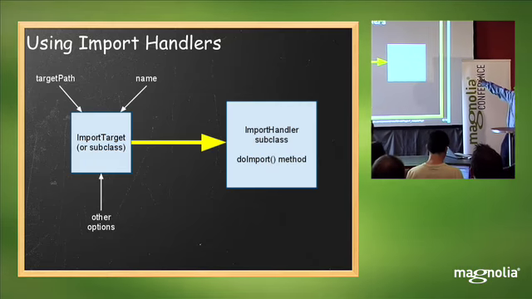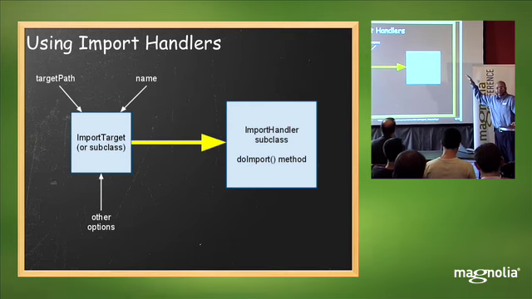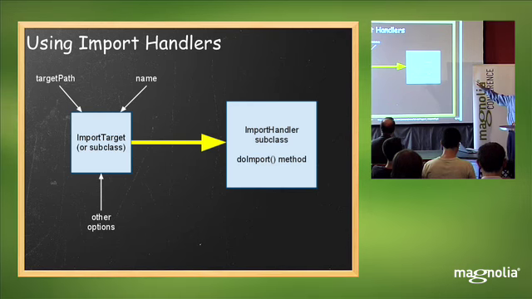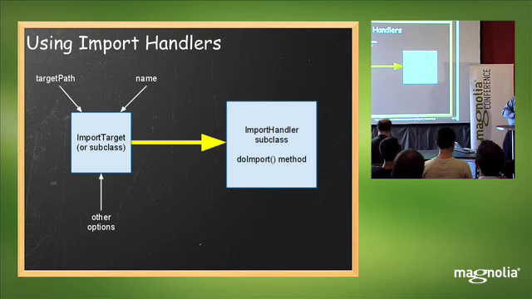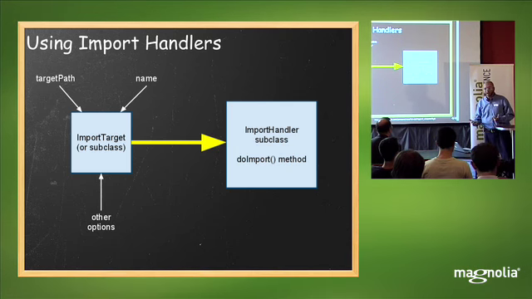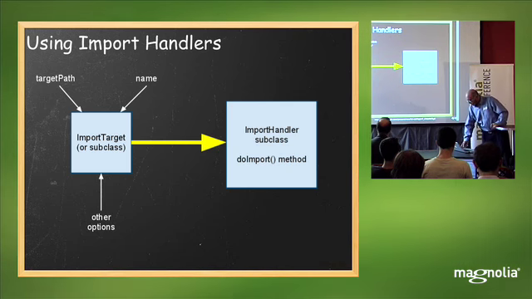The other part is the part that actually does the work. This is the import handler, which you'll need to make a subclass of. It's an abstract class, so you can't use it as is, but you can write a subclass that will include your logic for importing the data from your external system. And you do that in the doImport method.